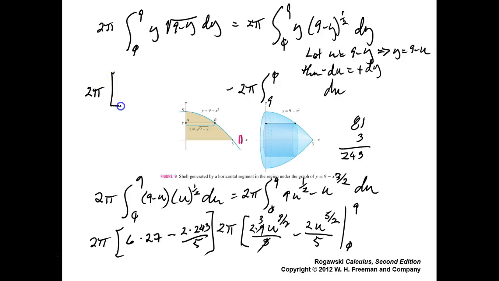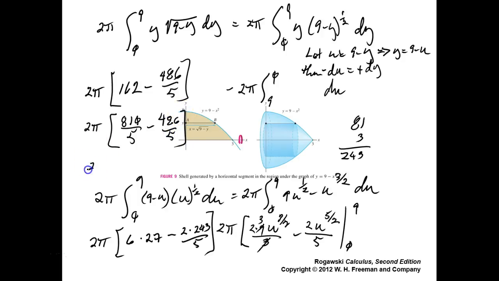2 pi times, well, 6 times 27, 6 times 25 would be 150. And a second? 162. Okay. Minus, and this would be 486 over 5. Okay. And this would be 2 pi times, let's make that over 5 too. So that would be 10, 31, 810. I believe that's right, isn't it? Okay. 486 over 5. Now I think I can do that subtraction. Let's see, what do we get? That would be 324 over 5.